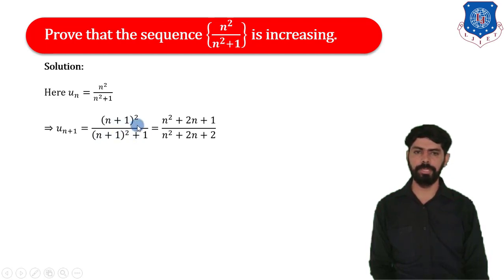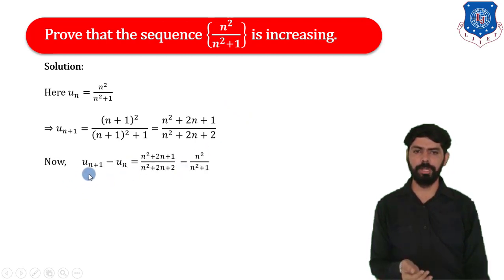So we simplify this by using the identity that a plus b whole square is equal to a square plus 2ab plus b square. By that identity the numerator will be n square plus 2n plus 1. Then in the denominator, using the same identity, it will be n square plus 2n plus 1 plus 1. So it will be n square plus 2n plus 2. So this is un plus 1.